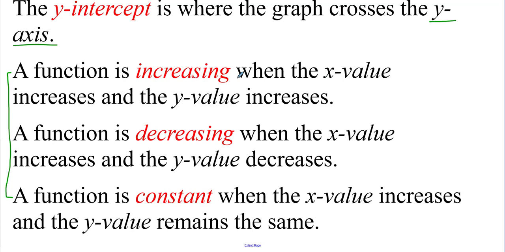If we take a look, a function is increasing when the x value increases and the y value increases. So both of them are increasing. A function is decreasing when the x value increases, just like the other one, but here the y value is decreasing. And a function is constant when the x value increases again, but the y value remains the same. Something that might be helpful to write down somewhere on your paper: when we talk about increasing, decreasing, or constant, we are thinking in terms of x.